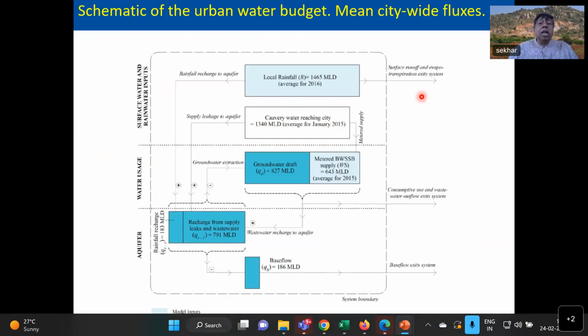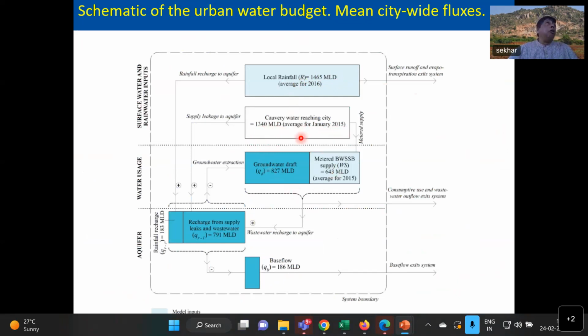The cartoon tells you that the local rainfall is about this much MLD. If you convert it into MLD, so much is available, because most people want to know how to harvest this MLD. And the water which we bring from Kaveri from far away, which is very costly water for us, was about 1340 MLD when we were doing this exercise in January 2015 from the local water utility. So we are bringing about 1400 MLD to the city.